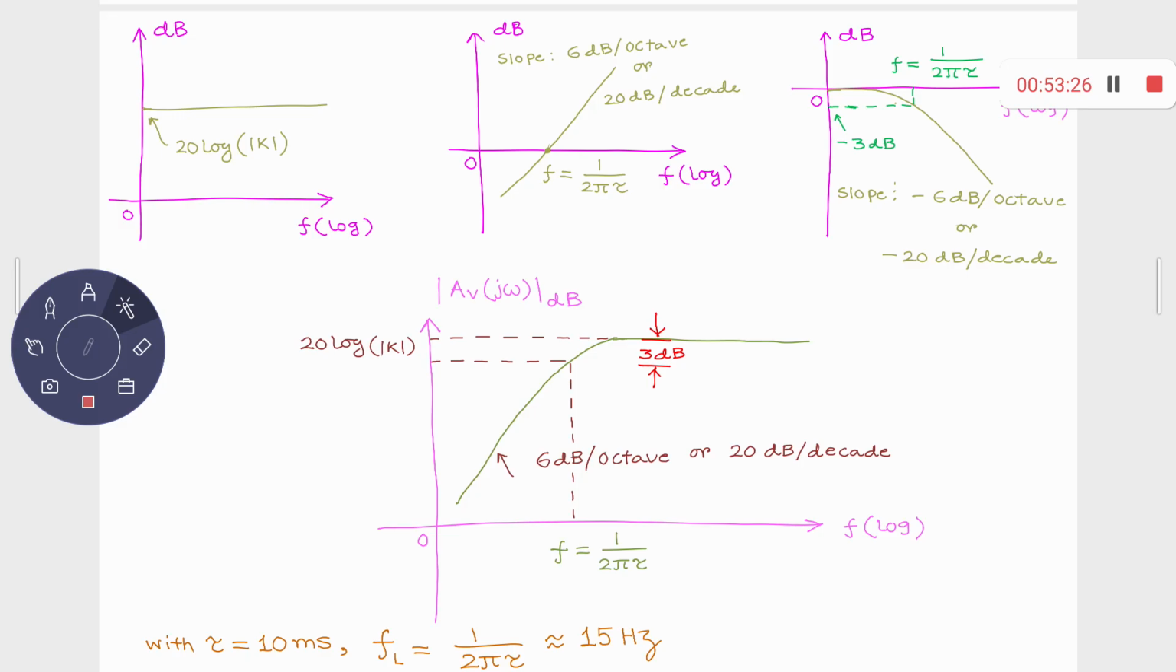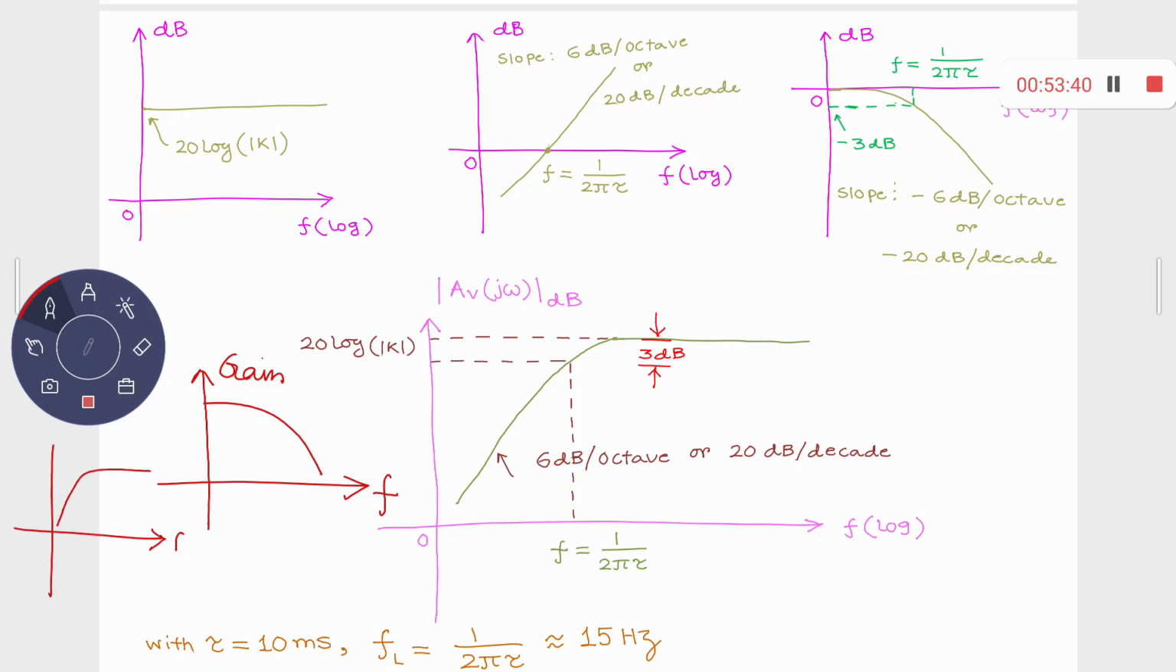This time the graph, previously the graph was something like that, right? This is frequency, this is your gain. And this time the graph is like so. This is f, this is your gain in dB. Okay, so here we have what is known as f of h, the higher cutoff frequency corresponding to a low pass filter.